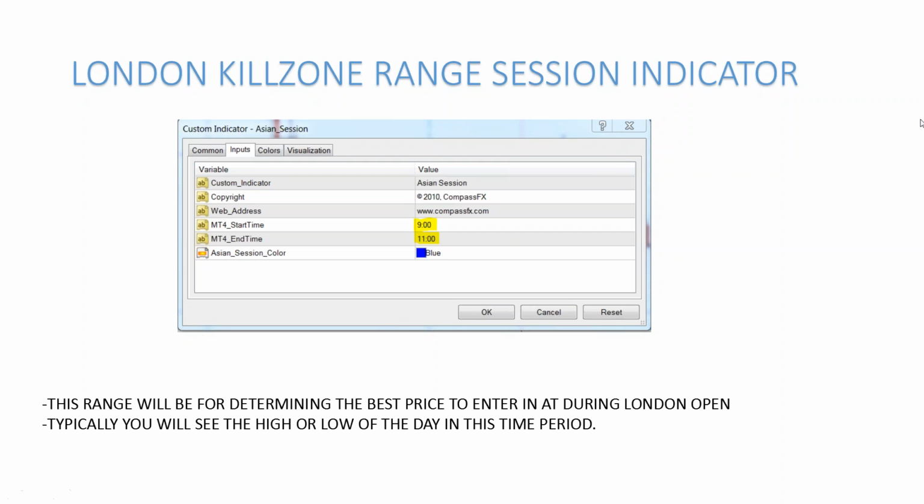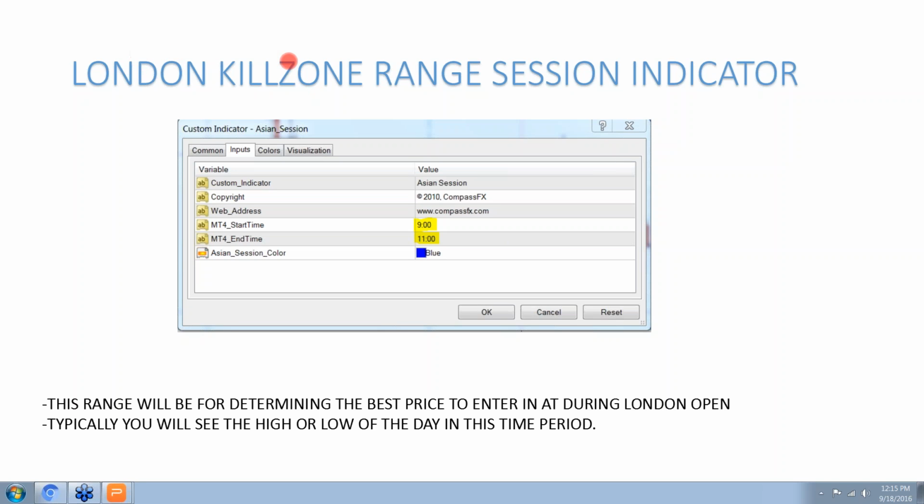So the next one we've got here is going to be the London Kill Zone Range Session Indicator. So it's going to be this. You're going to use the same indicator, and you're going to have two of them on your screen. The first one is going to be the central bank dealing range, and then this one is going to be the London kill zone range.